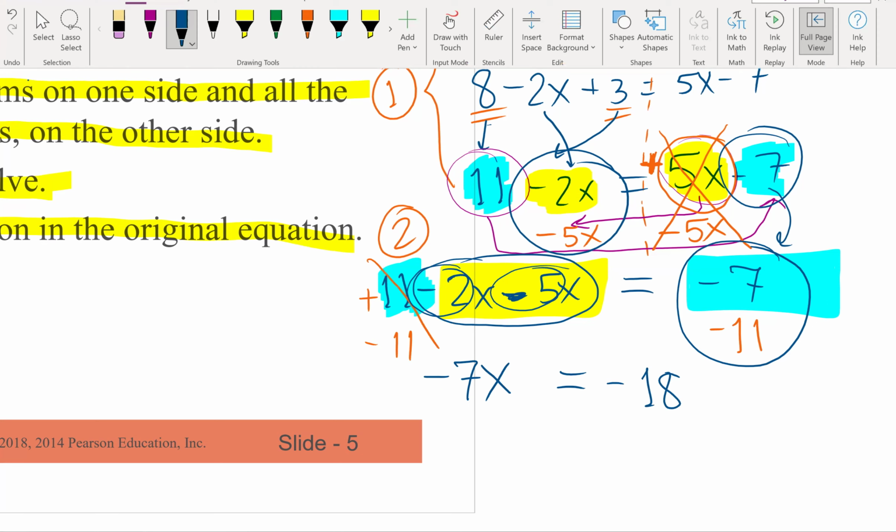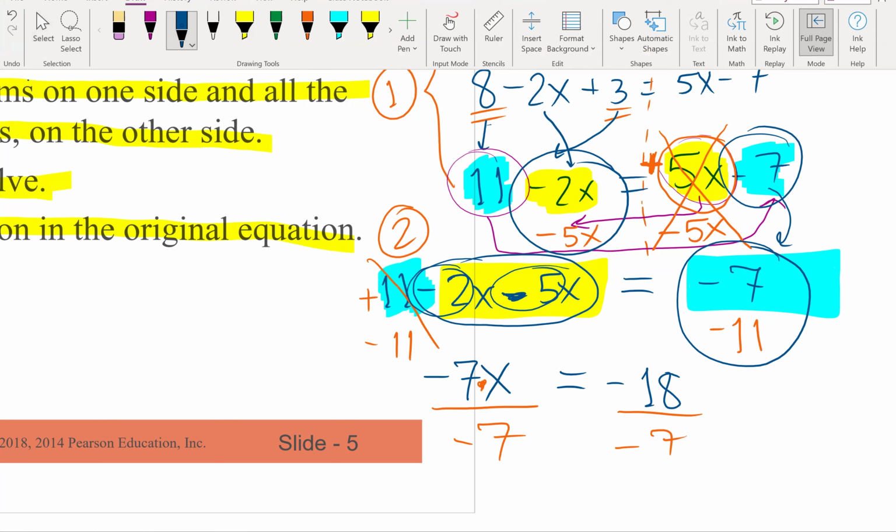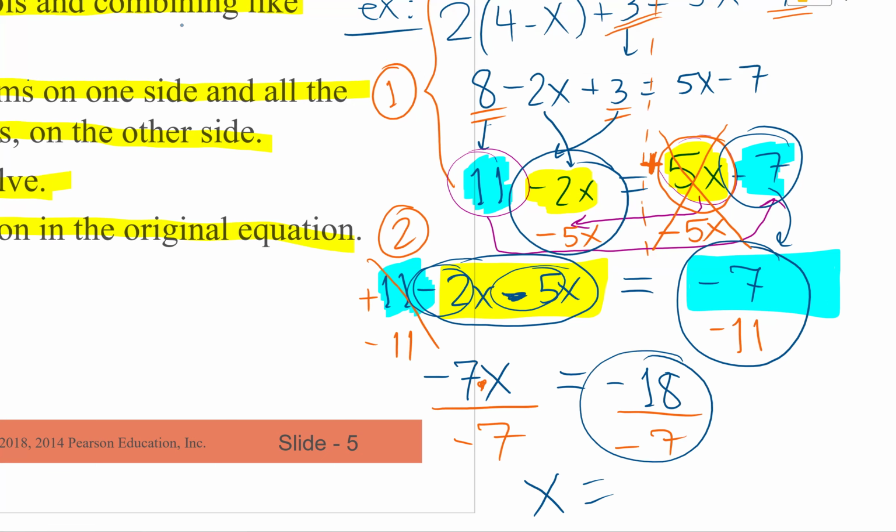All right, last thing to do is just get rid of that coefficient. It's a negative 7 multiplying by x. So to get rid of it, I'll do the opposite and divide both sides by negative 7. And I think we've got our answer. It's a negative divided by a negative, so it's a positive. But 18 over 7 isn't a whole number, and it doesn't reduce, so I think I'm just going to leave it that way.